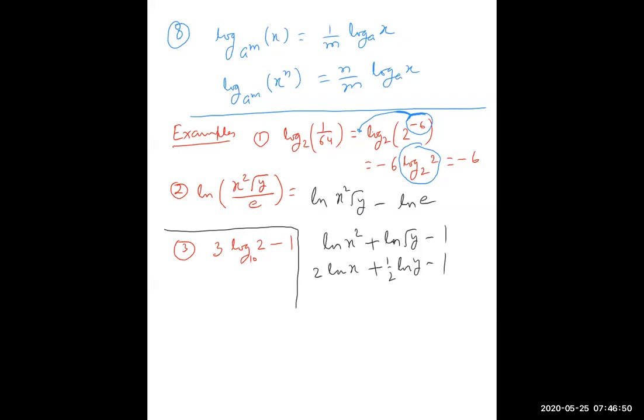See, one more step you can write if you want here. Ln x square plus ln under root y, y raised to power half, minus 1. So these powers will come in the front. 2 ln x plus half ln y minus 1. This is the expansion of that.